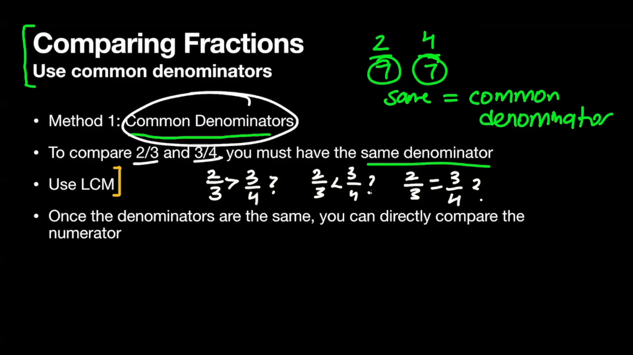You want me to explain one more time? Okay. When we want to compare fractions, to see if one fraction is bigger than the other fraction, or if one fraction is smaller than another fraction, we have to use something called common denominators. What this means is that we cannot compare two fractions unless they have the same denominator.